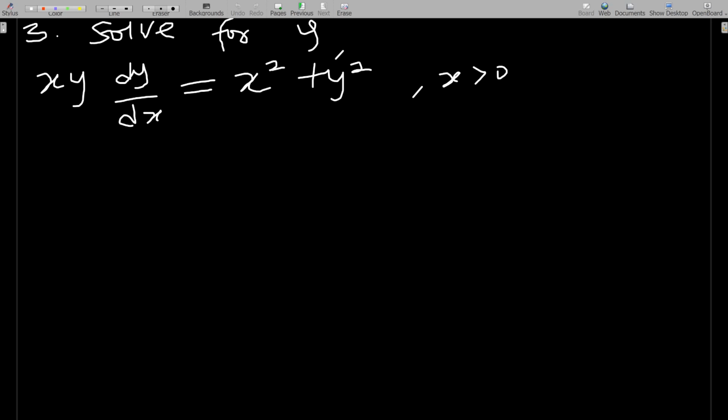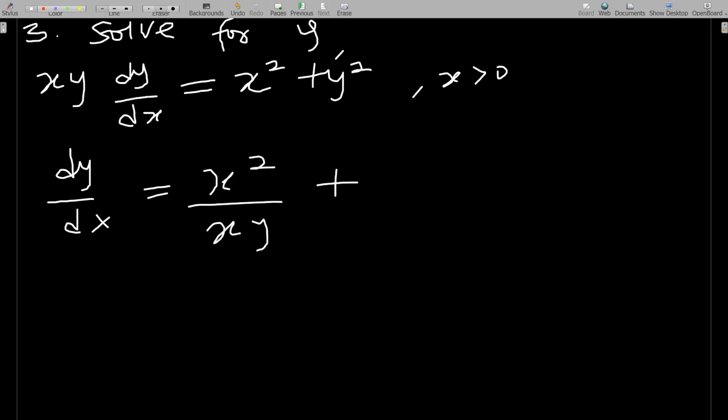Now let's quickly walk through the last one, and I'm pretty sure you'll be able to solve every first order ODE which is homogeneous. Okay, so I have this one. Let me just divide through by xy so that we can get a ratio, something like x over y or y over x. Okay, so I have this and plus y squared over xy.